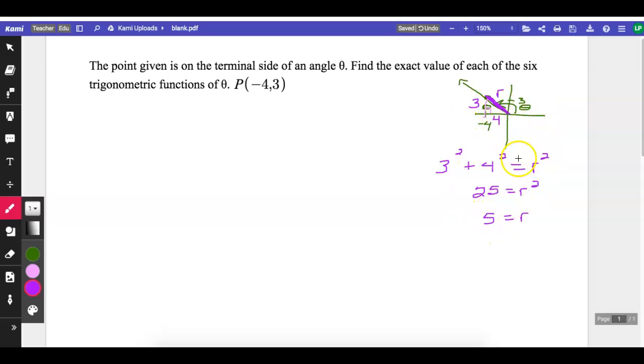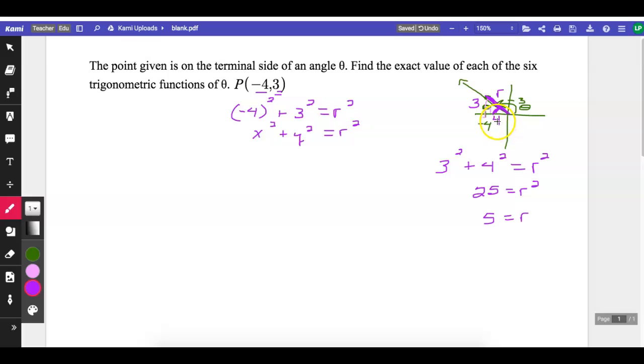Now, what if I didn't want to draw this out? Here's the other way we do this. We look at this and say, here's our x value, here's our y value. So this is -4 squared plus 3 squared equals r squared. In other words, x squared plus y squared equals r squared. Now, why do we do that? Well, if this angle over here is angle theta, then the sine of theta is the opposite over the hypotenuse, the cosine is the adjacent over the hypotenuse, and the tangent is the opposite over the adjacent.